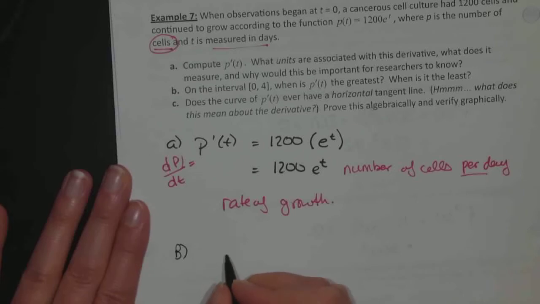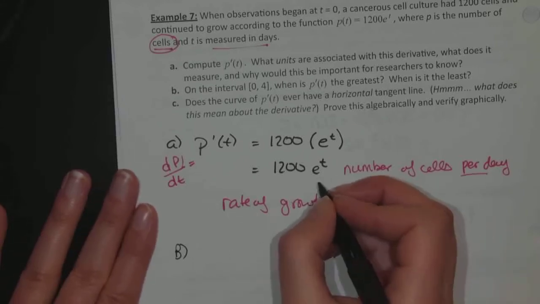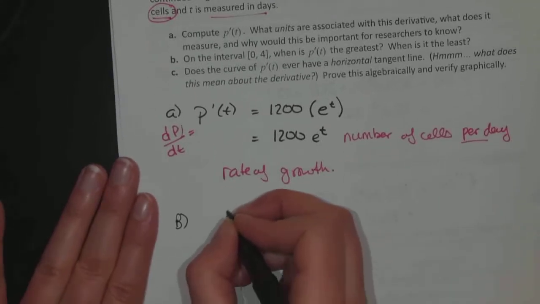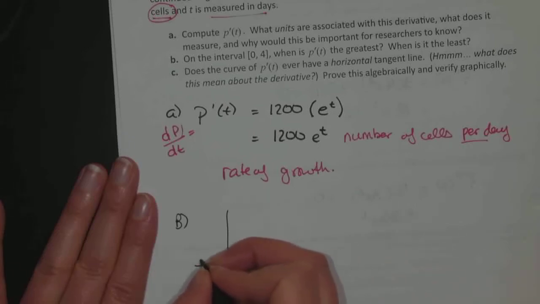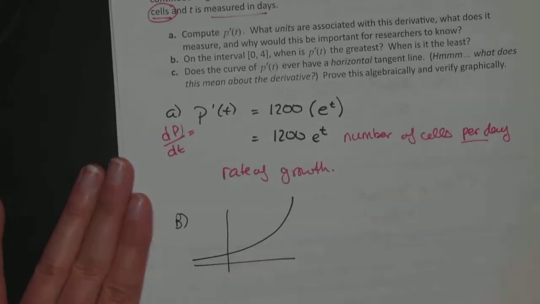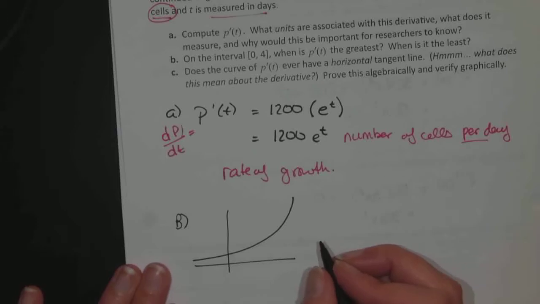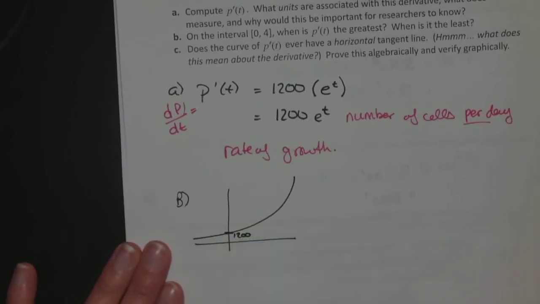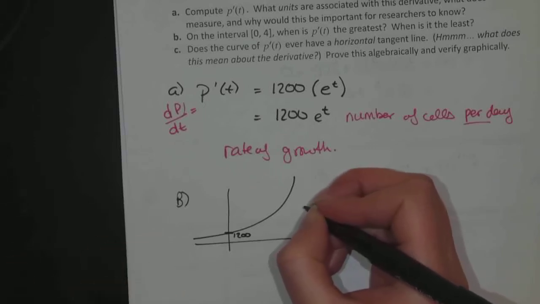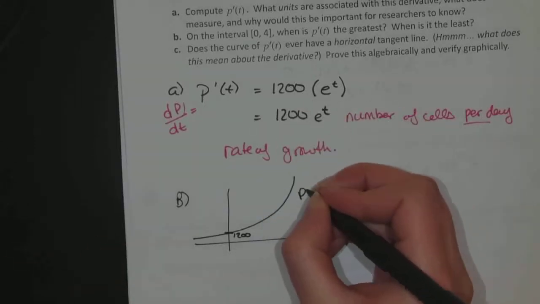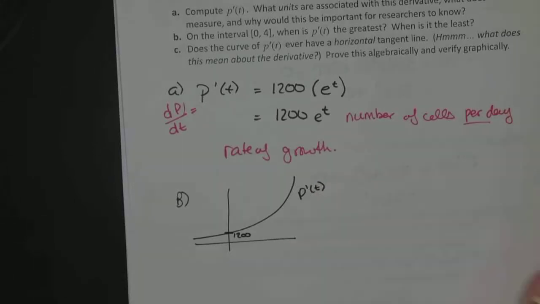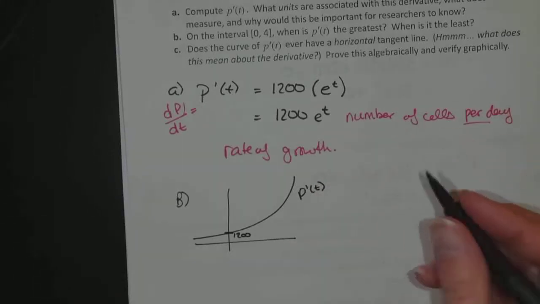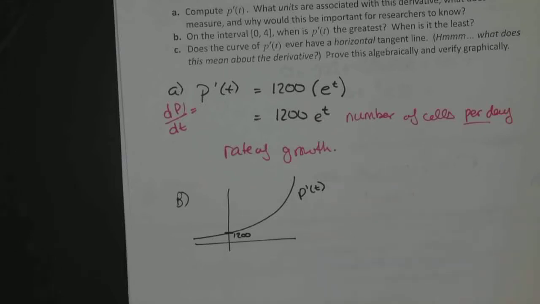So I know what e to the t looks like. You can use your calculator to graph it if you need to, but I know that any e to the t function looks roughly like this, and if it's 1,200 times e to the t, it just means my y-intercept is at 1,200. Remember that they're equal, so this could be the graph of p of t or p prime of t. In this case, I want it to be p prime of t because I want to find when p prime of t is the greatest.